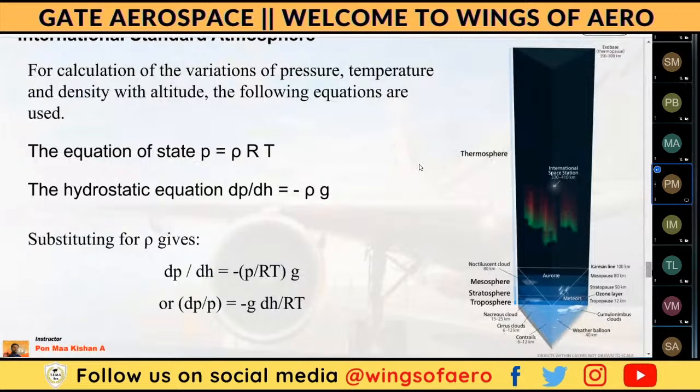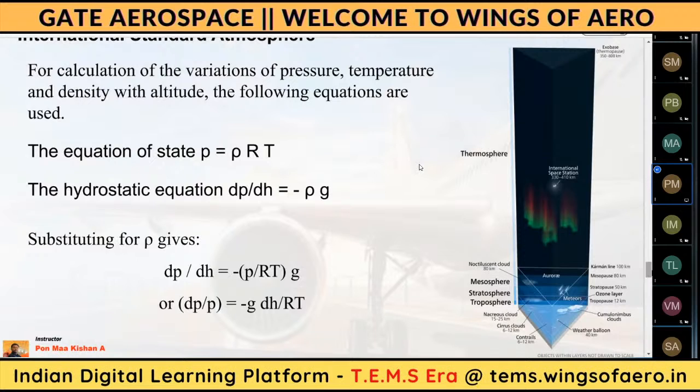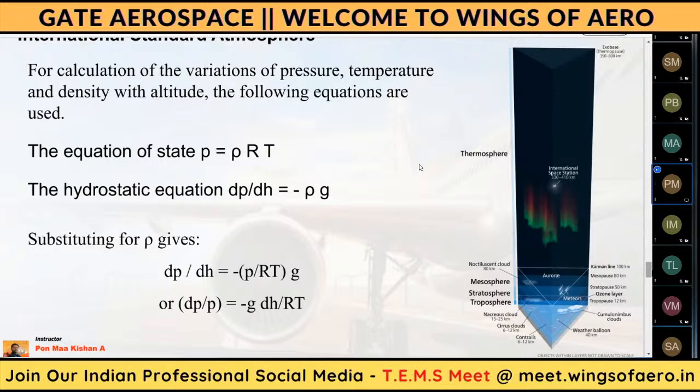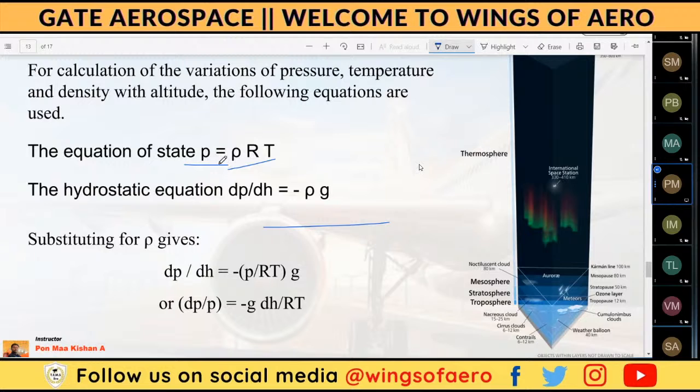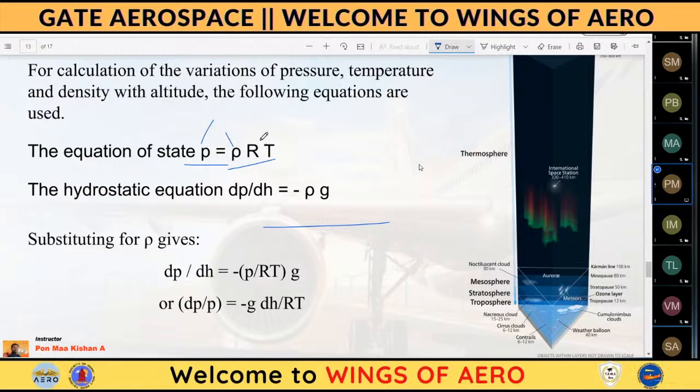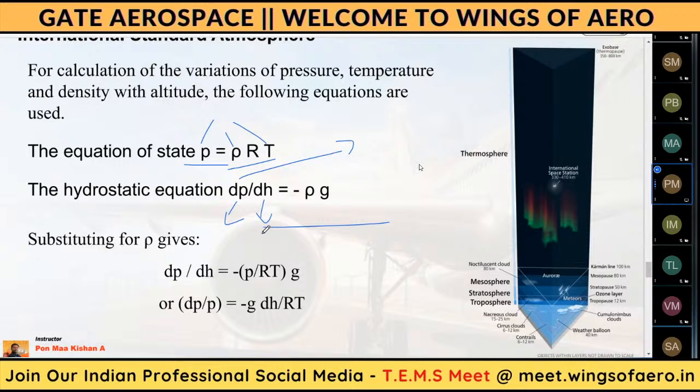So, in order to calculate the pressure and density at various altitudes, we will be using the basic equation of state and a hydrostatic equation, right? So that is very basic. These are the equations we will be taking for calculating the pressure with respect to the density, because the equation of state is related with pressure, density and temperature. So dP by dH means change in pressure with respect to change in altitude or change in height. Okay, change in altitude. dP by dH.